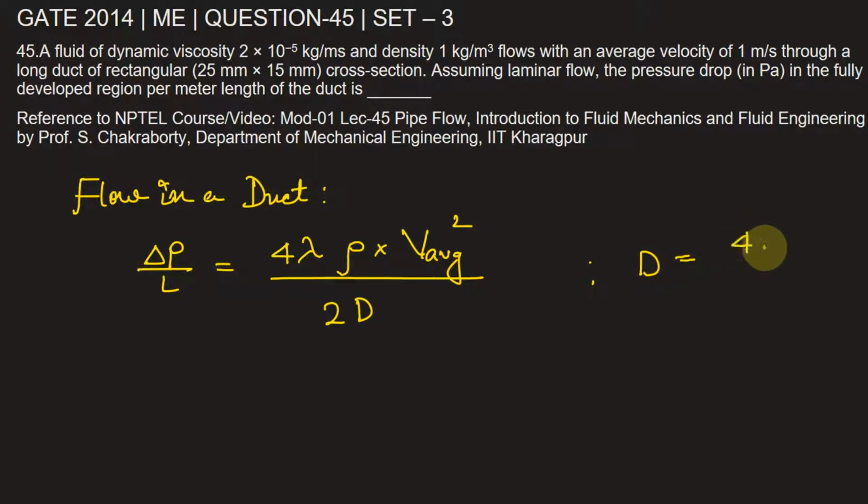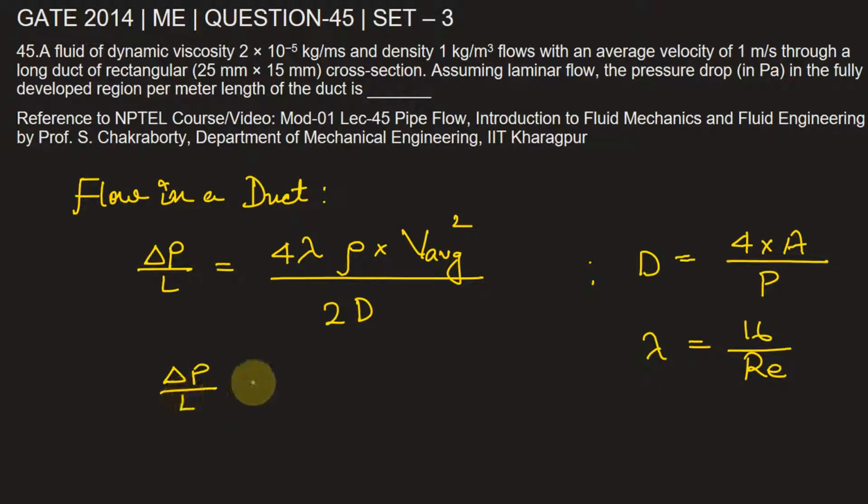equal to 4 times the area divided by the perimeter of the duct. Let's write P for this. And lambda is 16 upon Reynolds number. Lambda is called the frictional factor. Now, if we substitute the value of lambda here, we'll get delta P by L equal to 32 times the dynamic viscosity multiplied by the average velocity, whole divided by d square. And d we need to calculate.